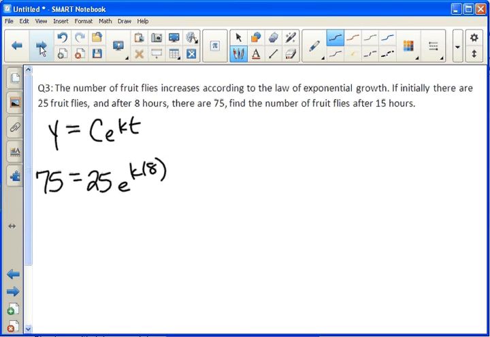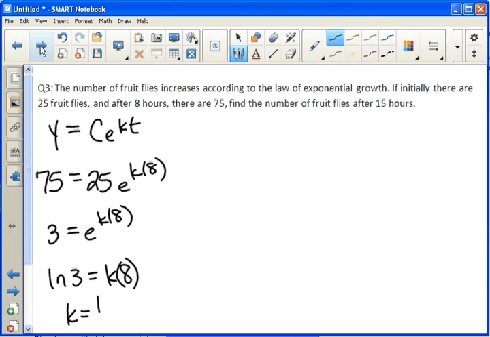Okay, so looking at what I've given, when I plug that in, I can solve for k. I'm going to divide both sides by 25, take the natural log of both sides, and then divide by 8. So I know k is equal to the natural log of 3 over 8. For now, I'm going to leave it that way. Let me write that a little bit differently.